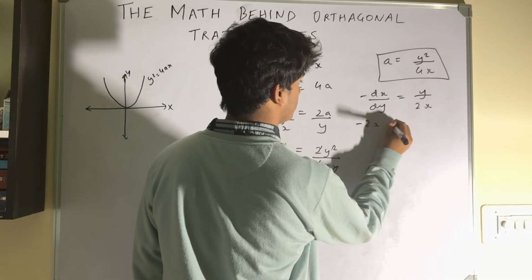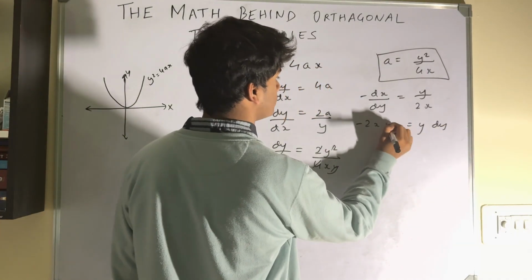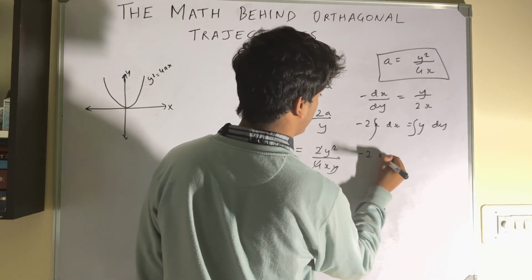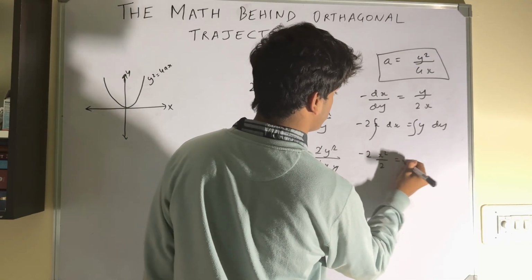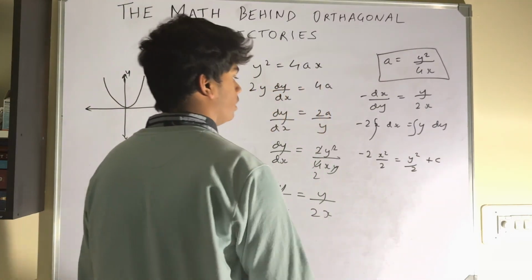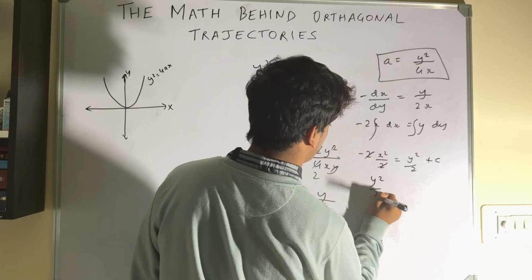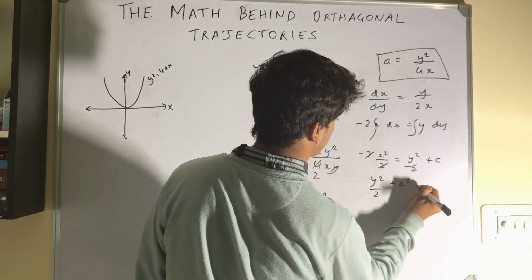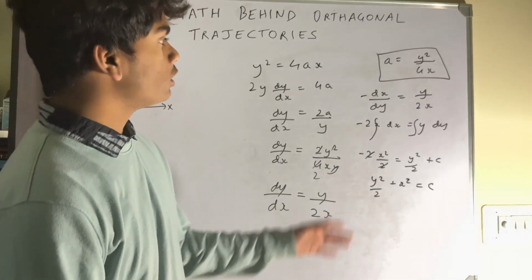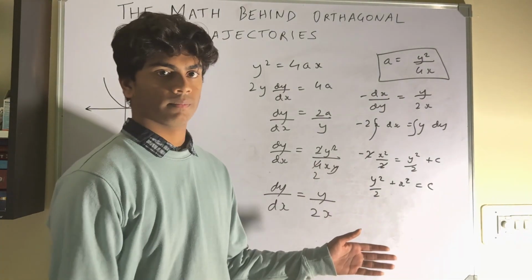Minus 2x dx equal to y dy. Now integrating both sides, we get minus 2x square by 2 equal to y square by 2 plus c. The 2 and 2 cancel out and we get y square by 2 plus x square equal to c. So as you can see, the orthogonal trajectories of parabolas give us an ellipse.